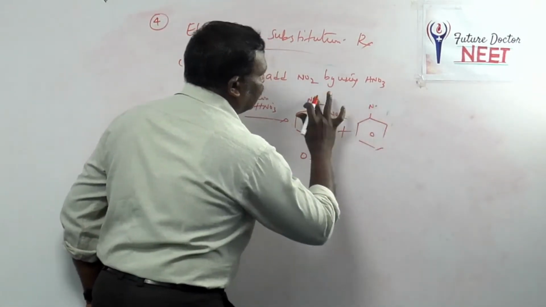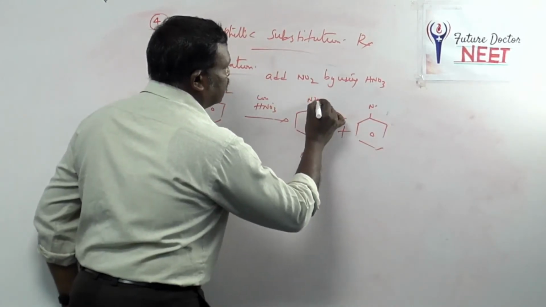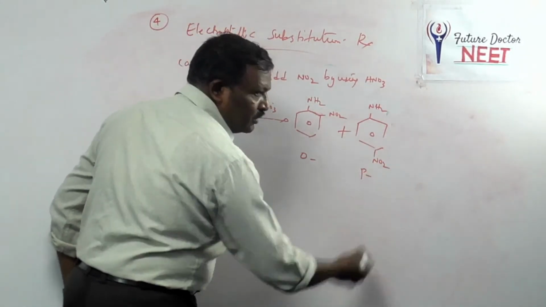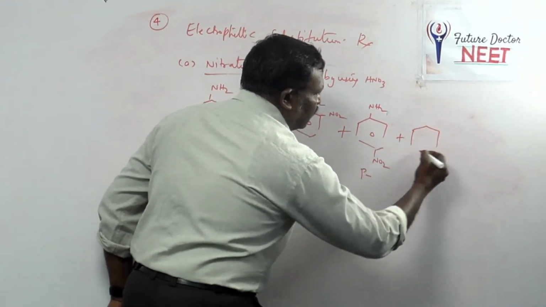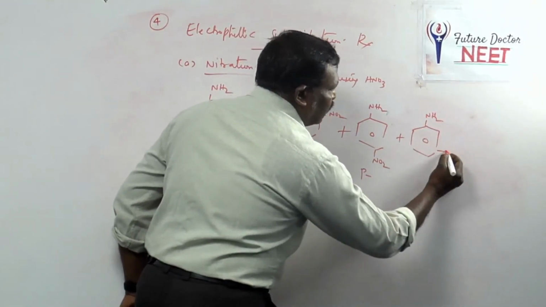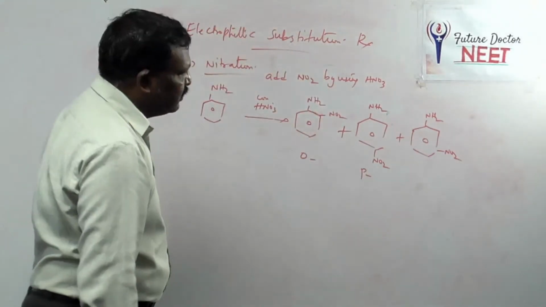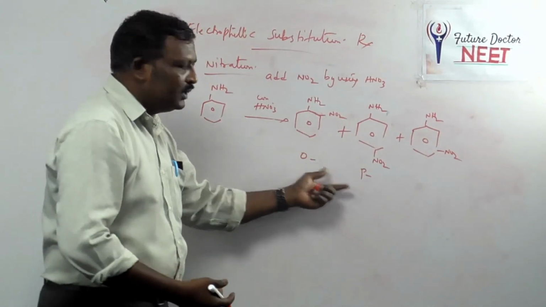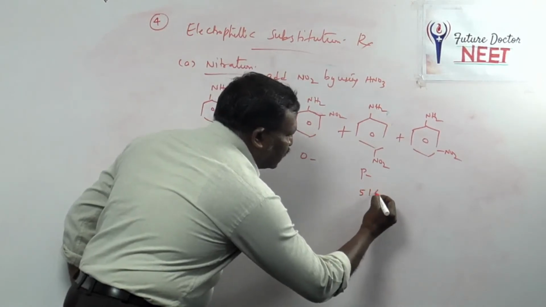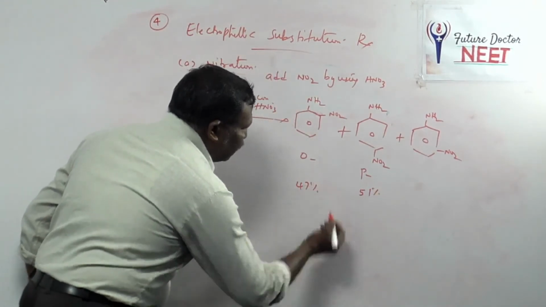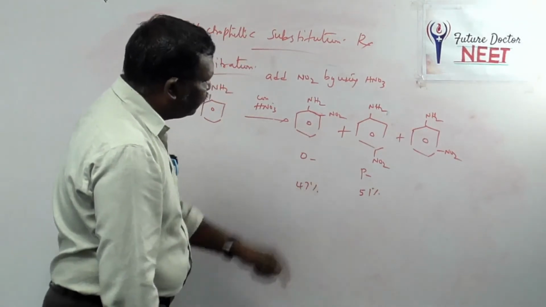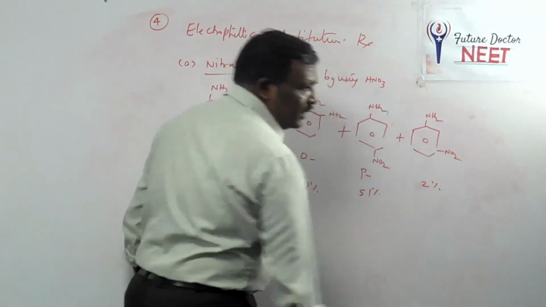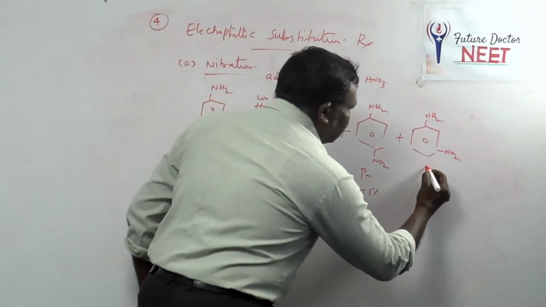This is what product? NH2. Okay, right. This is what product? Para product. Understood? Sometimes we are getting the meta product also. So the major products are ortho and para. Para is 51%, and ortho is 47%. What's the remaining percentage? Nearly 2%. Sometimes we are getting the meta product.